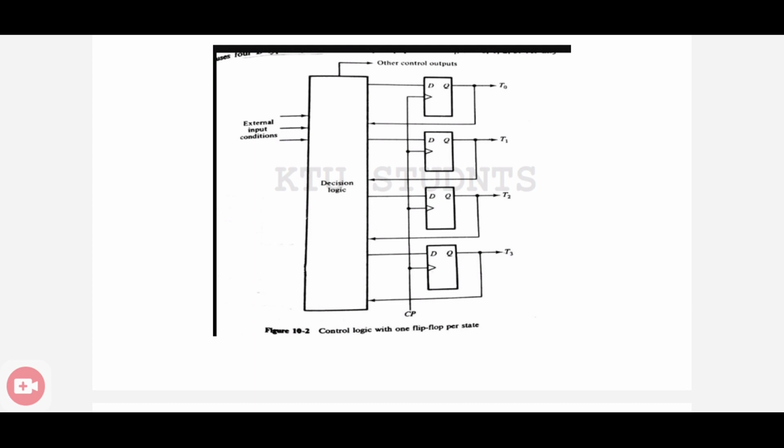So the main component is a decision logic which accepts external input conditions and other control outputs. Also, other component in this method is 4 D-type flip-flops. Okay, so this is the architecture of one flip-flop per state method, which contains decision logic component as well as 4 D-type flip-flops, in which the decision logic accepts external input conditions as well as other control outputs. Clear?